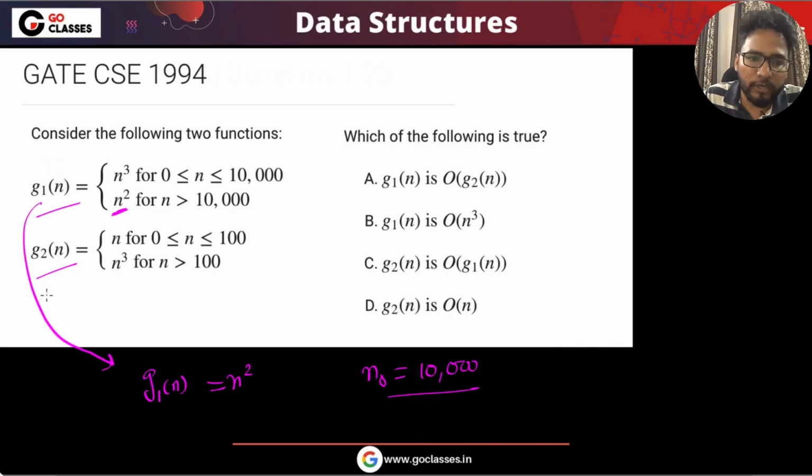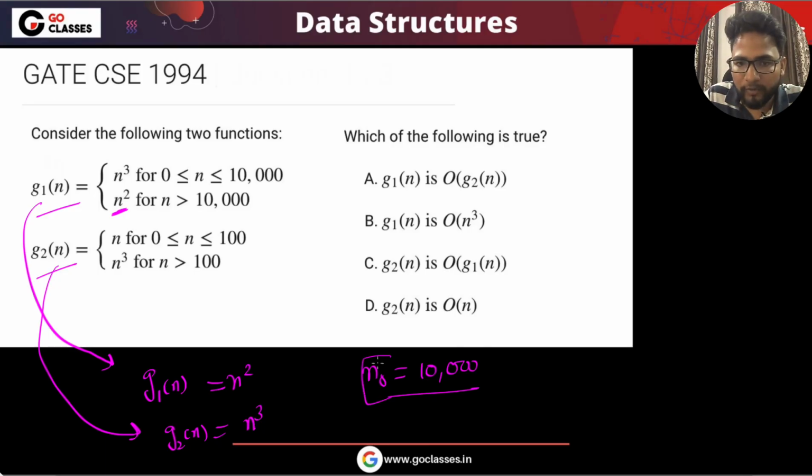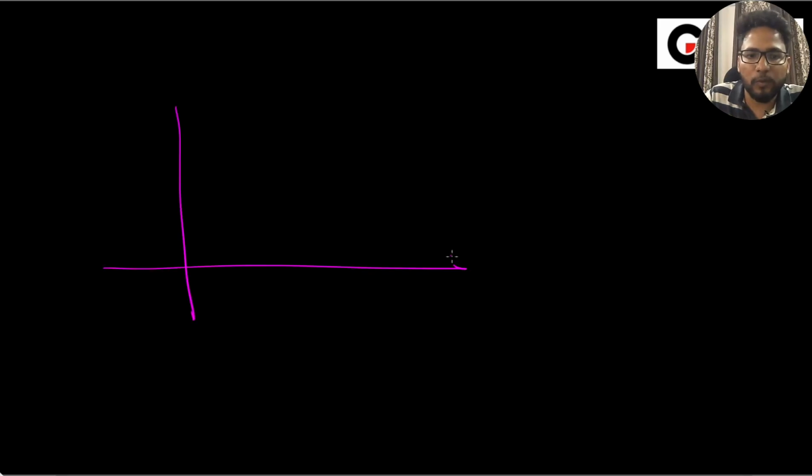What about this g2n? G2n is n cube after a certain point, right? Let's fix one point after which we will be comparing. After this 100 it is n cube, and after this 10,000 also it is n cube, right? So g1n and g2n are actually n square and n cube. Let's suppose this is the plot. Before that, whatever is happening, let's not worry about it.